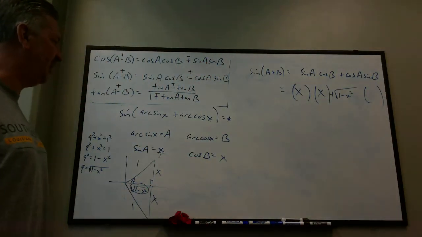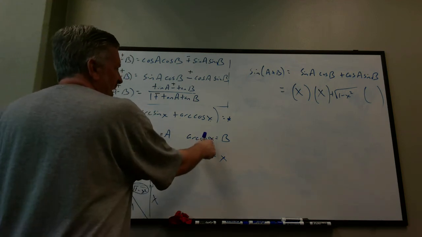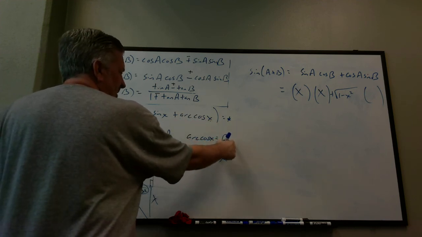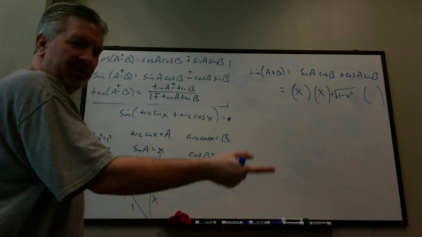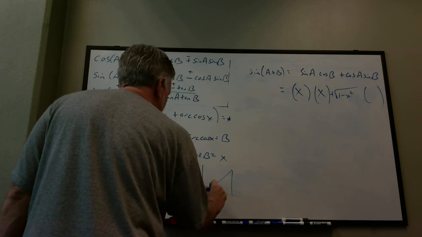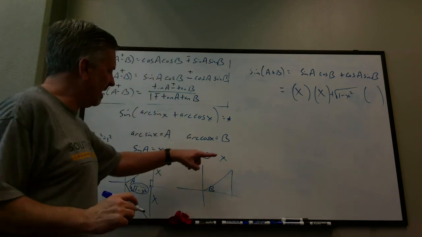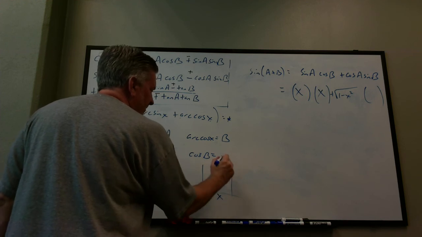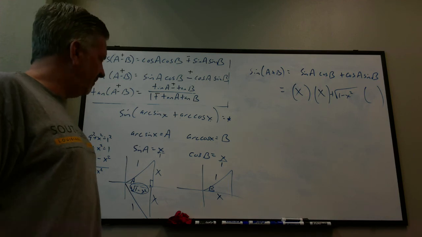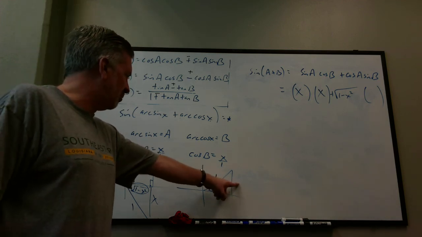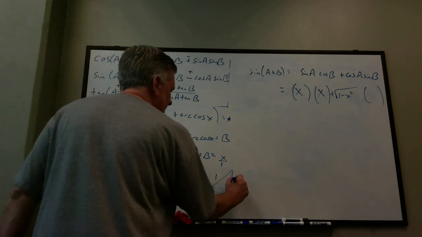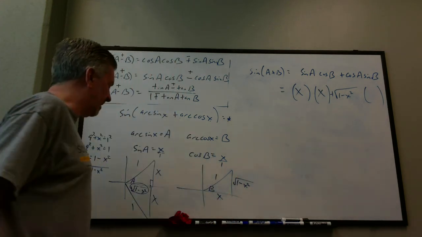I need to draw a picture for B. Now again, let's assume x is positive. When you say arc cosine of x is B, that means the angle's either in the first quadrant or the second quadrant. Let's assume B is in the first quadrant for now. Well, cosine is adjacent over hypotenuse. Think of that as being over 1. If I call the other side q and work it out, you're going to have x squared plus q squared is 1. It's the same thing, so you're also going to get the square root of 1 minus x squared here.